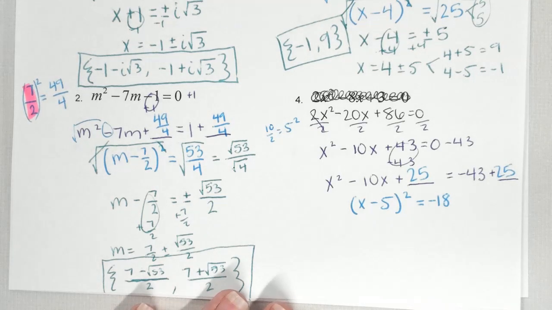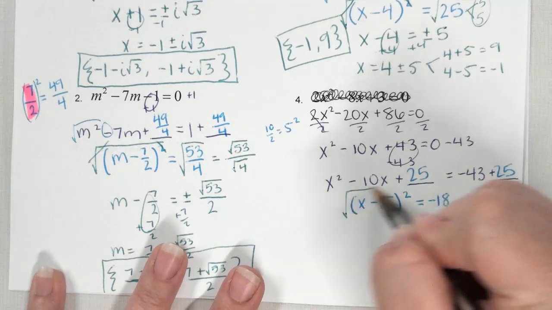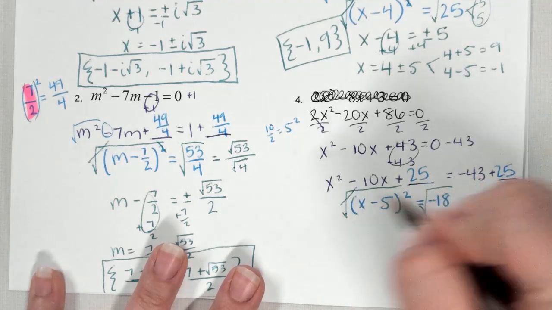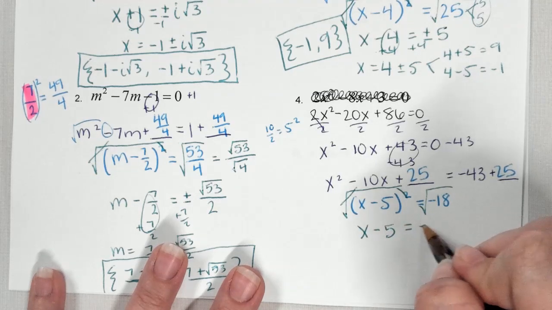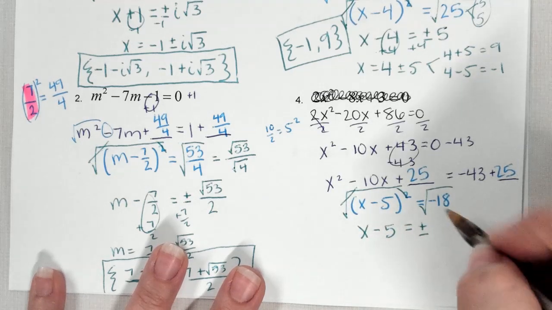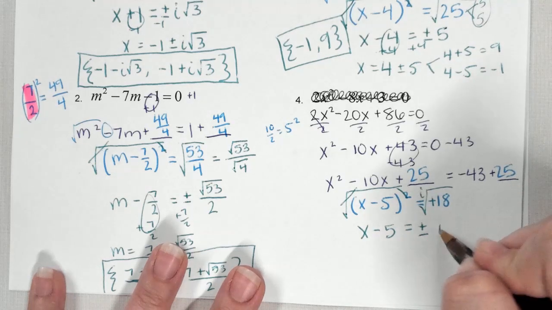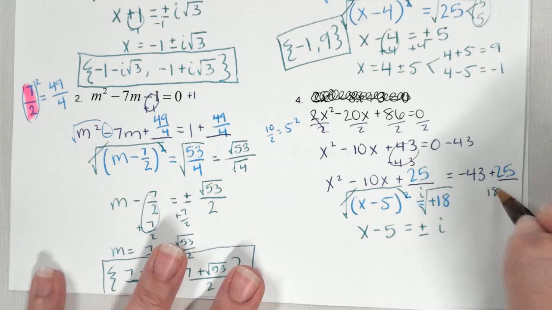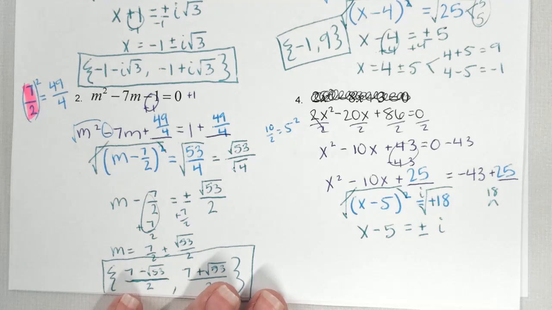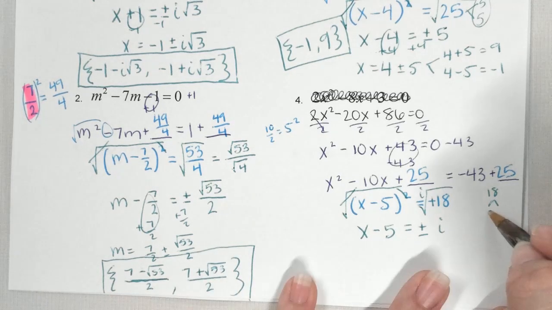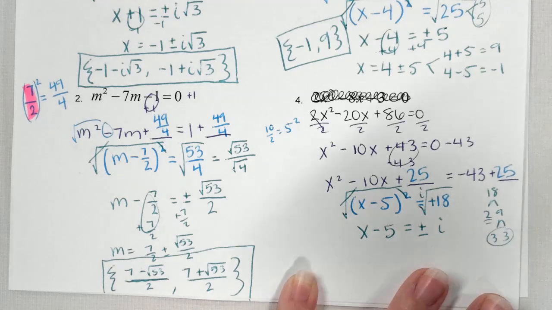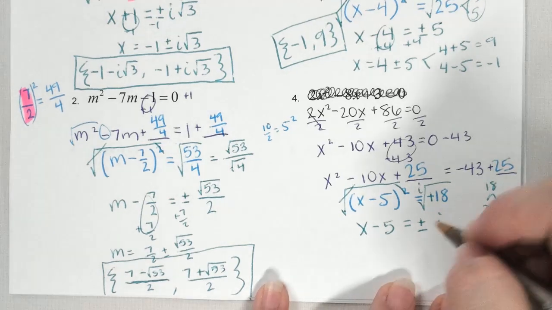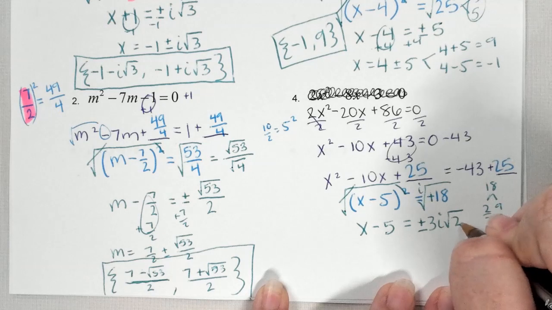Okay, and now just like square root method, what do we do? Square root both sides. Square root cancels the squared, and we're left with x minus 5 equals positive and negative. We do have to take out an i because it's negative, so I'm going to put an i. And I have to break down 18 because I know that's not prime. So I have 2 and 9, and then 9 is 3 and 3. So what do I take out of the house? 3. Yeah, it's 3i square root of 2.